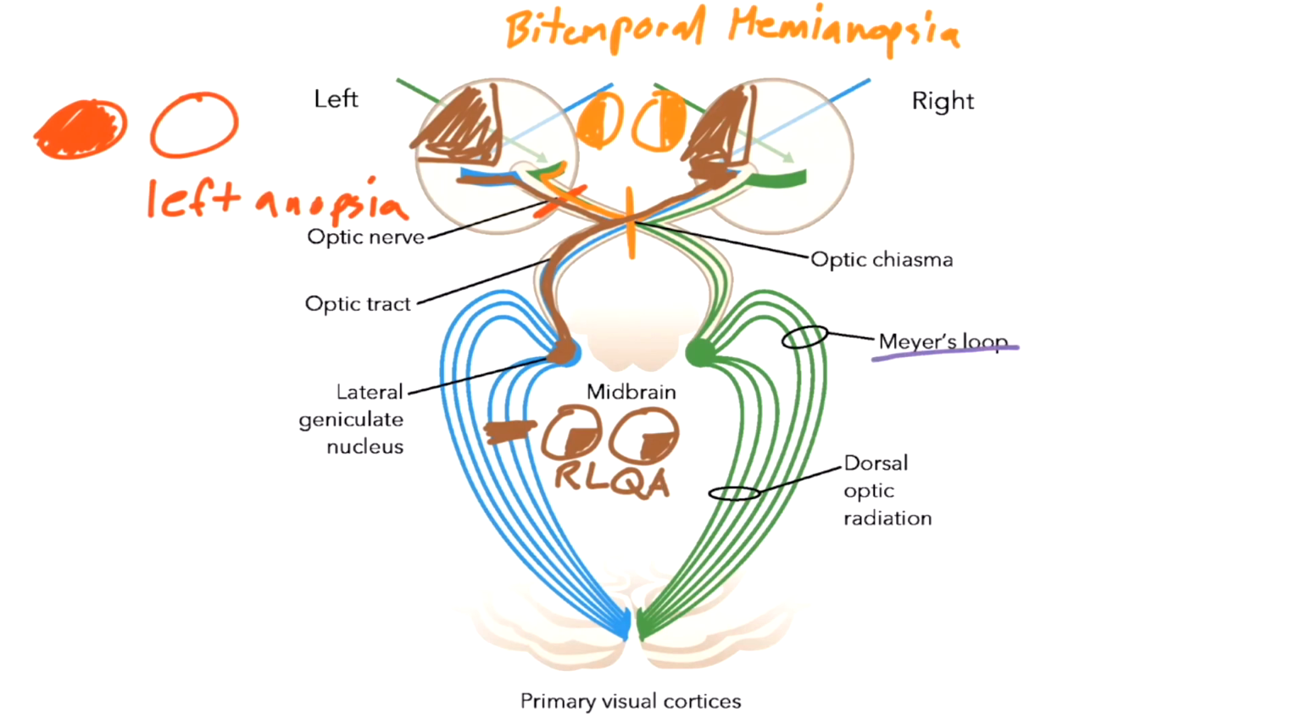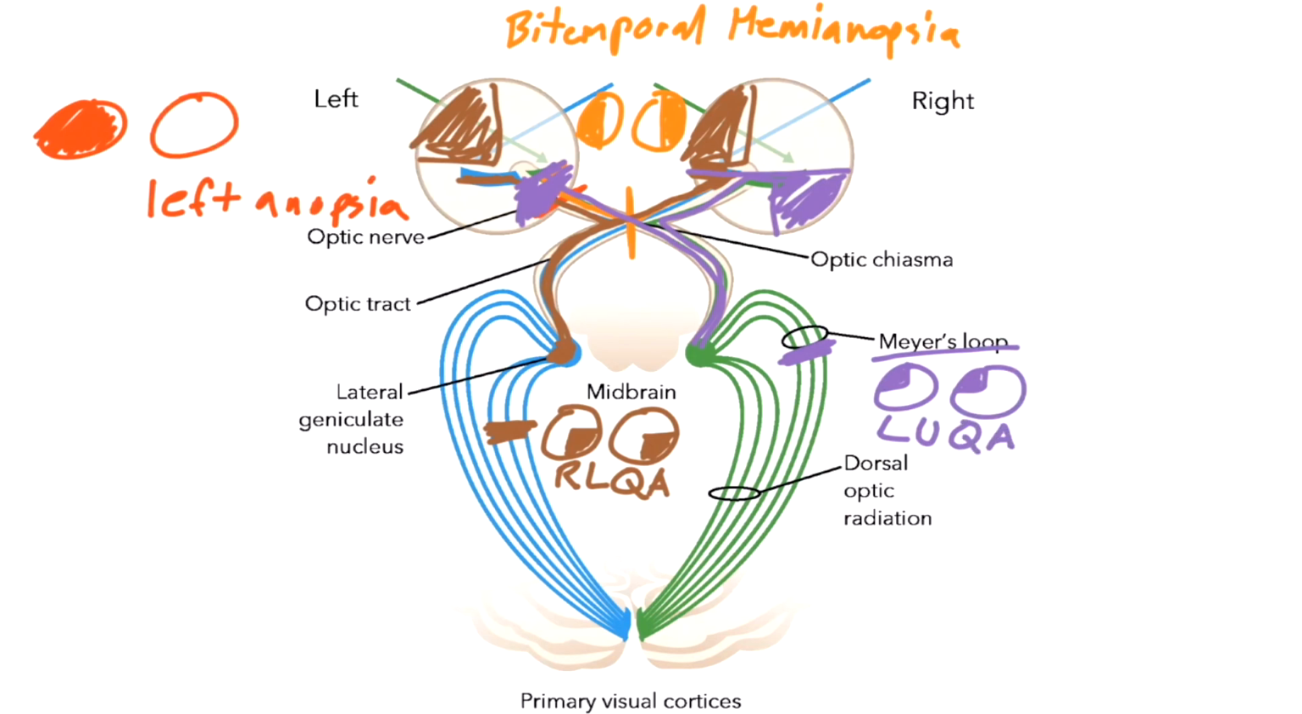So now let's say that the Meyer's loop on the right side is damaged. Recall that the Meyer's loop carries the signal from the bottom portion of the retina, specifically on the right side of each retina. So the Meyer's loop is responsible for the bottom half, and since we're on the right side, we're only dealing with the right temporal hemiretina and the left nasal hemiretina. So we're only dealing with the right lower portion of each retina. So what would be the visual field loss? Well, it would be upside down and backwards. So we would have lost the left upper quadrant, which means it would be left upper quadrantic anopsia.